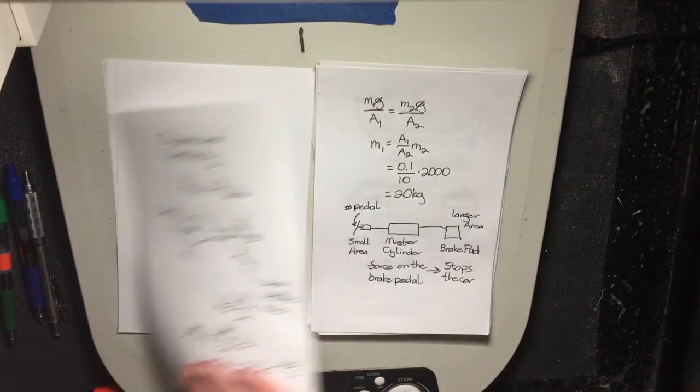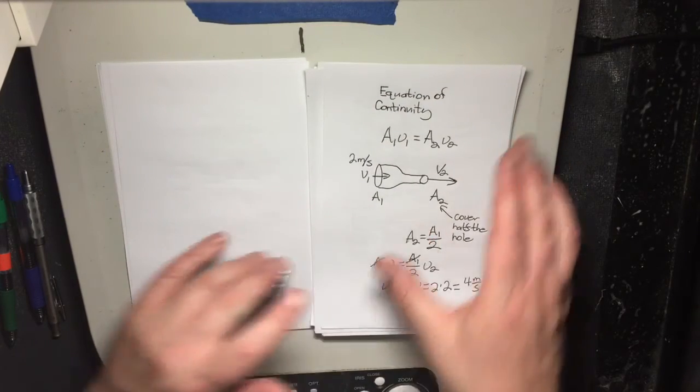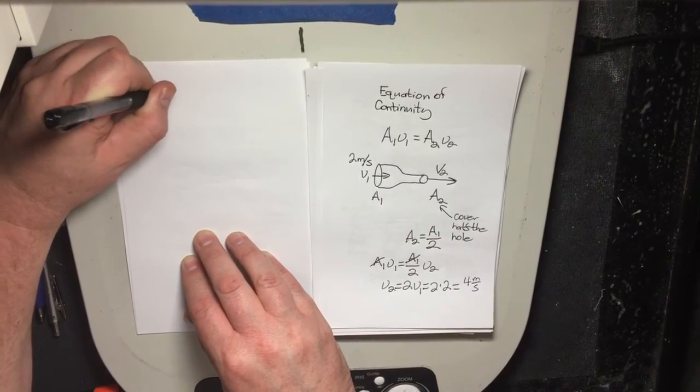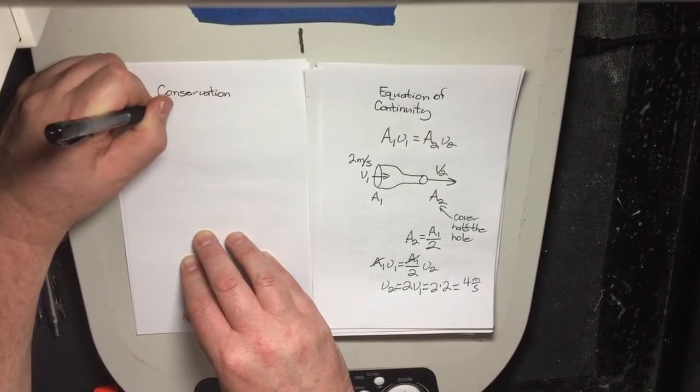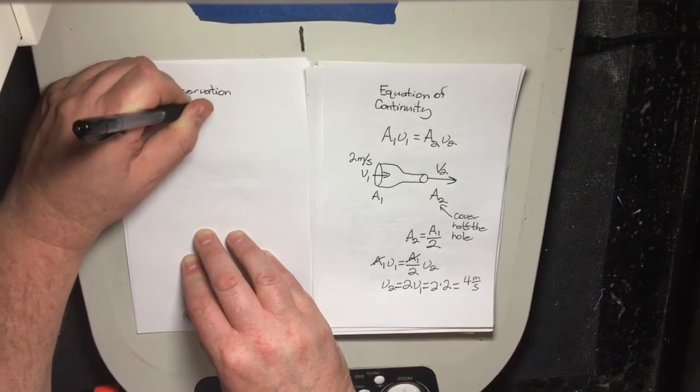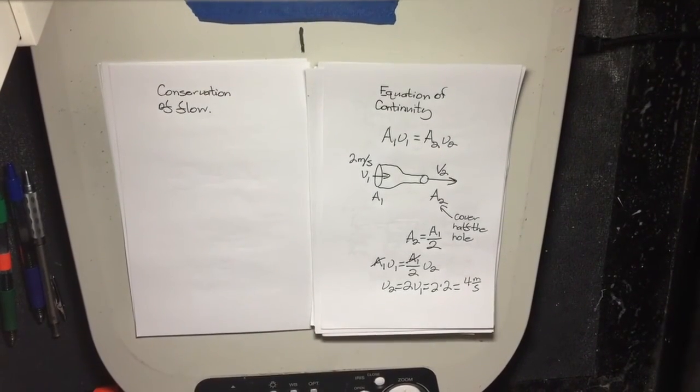Now, one of the things that I tend to call the equation of continuity is conservation of flow. And what does this mean? It means that if 2 gallons per second are going into a pipe, you gotta have 2 gallons per second coming out. If it doesn't add up, then fluid is disappearing somewhere along the line, and then things are broken. So if you've got a certain amount of flow going in, you gotta have that flow coming out.